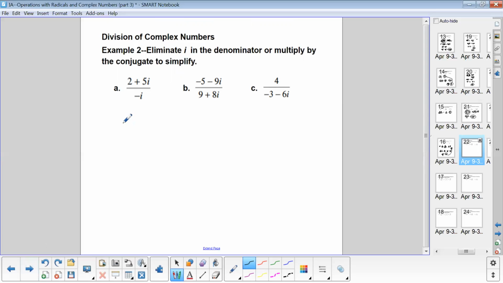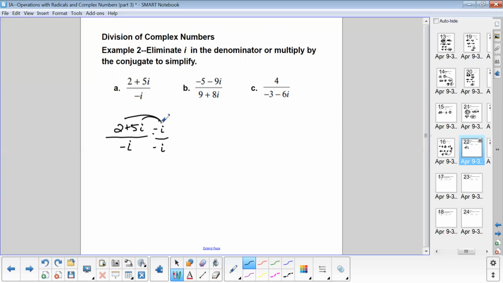Okay, so part A would be 2 plus 5i divided by negative i. So I'm just going to multiply it by i. There's not really a conjugate here. I could multiply it by negative i. That would eliminate the negative in the denominator, and that's okay.